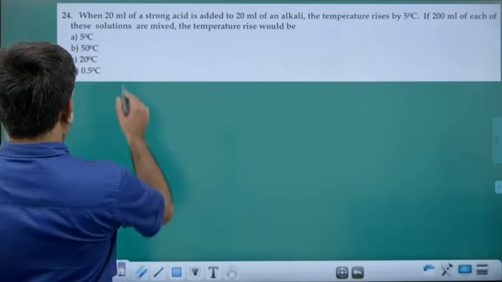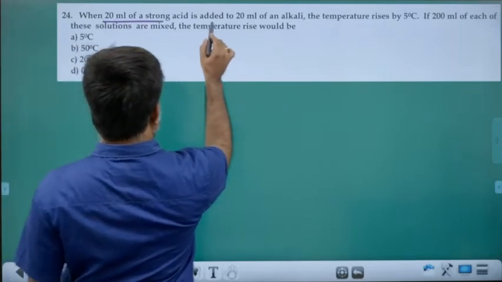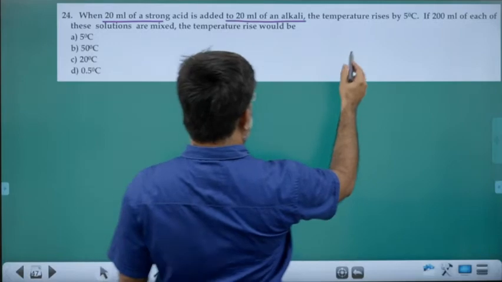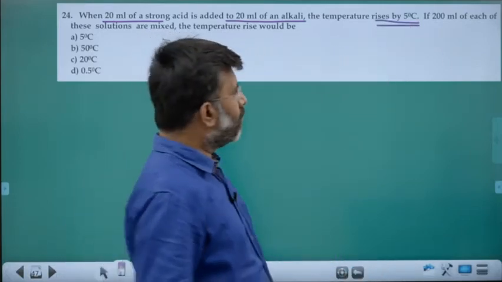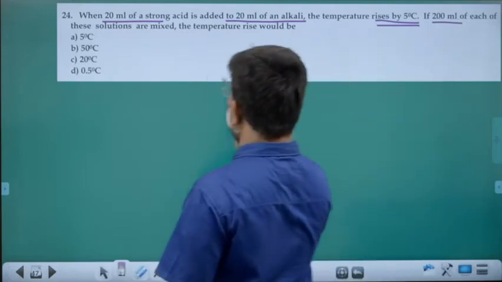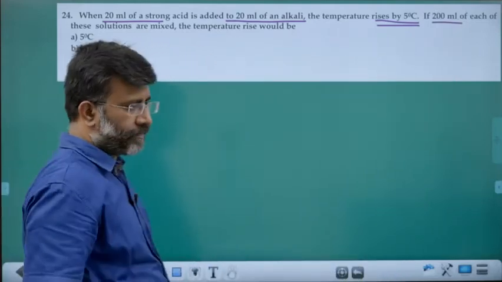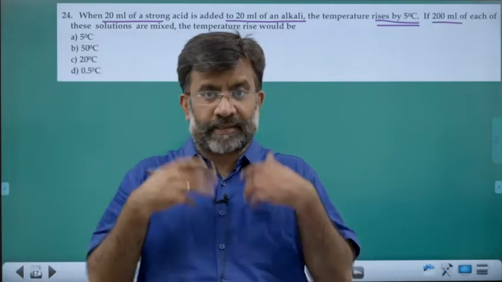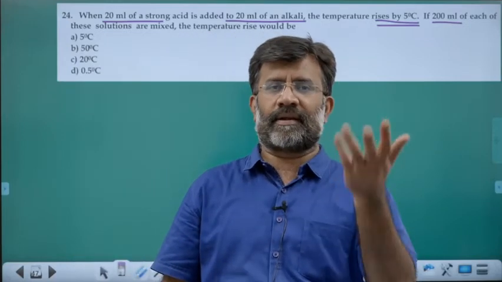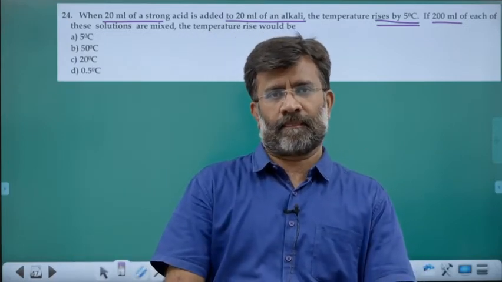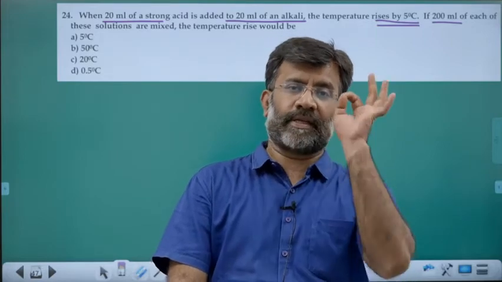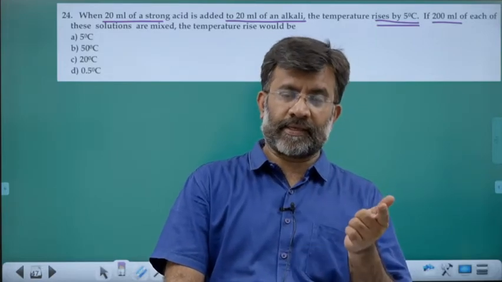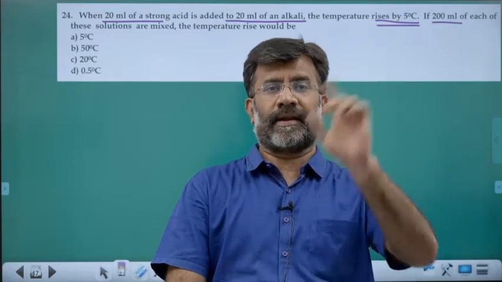You see, 20 ml strong acid, 20 ml alkali added. The temperature rise is 5 degrees Celsius. Now we are taking 200 ml each. That means 10 times. So when you take 10 times, the heat released will be 10 times. So in the first case, if the heat released is X, in the second case, the heat released is 10x.